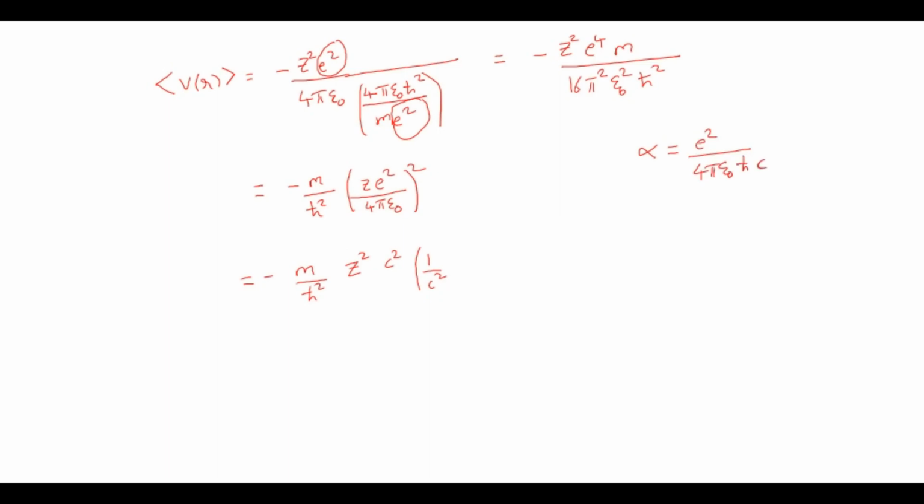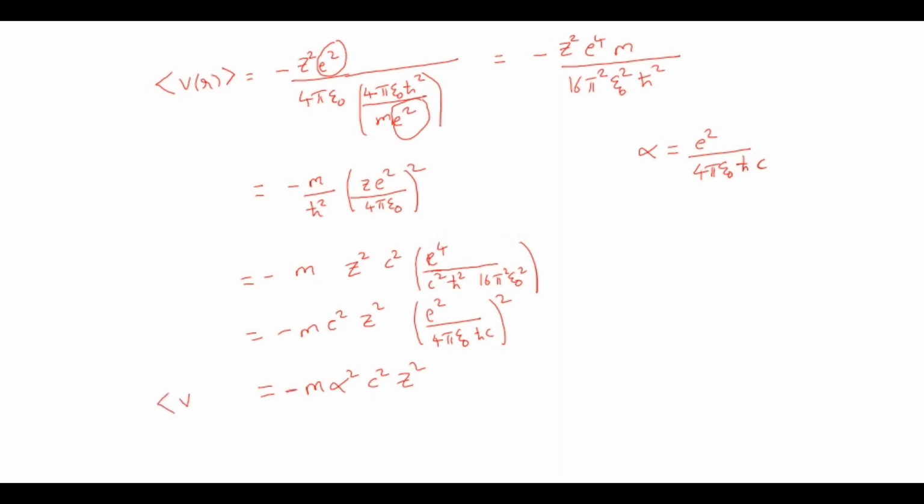Okay, so we can actually take this h bar square inside, and e square, therefore e power 4, 16 pi square epsilon naught square. So this part alone we can take outside, m c square Z square, and this is e square by 4 pi epsilon 0 h bar c the whole square, right? So this is actually alpha square. So minus m alpha square c square Z square. So this is actually the average potential energy.